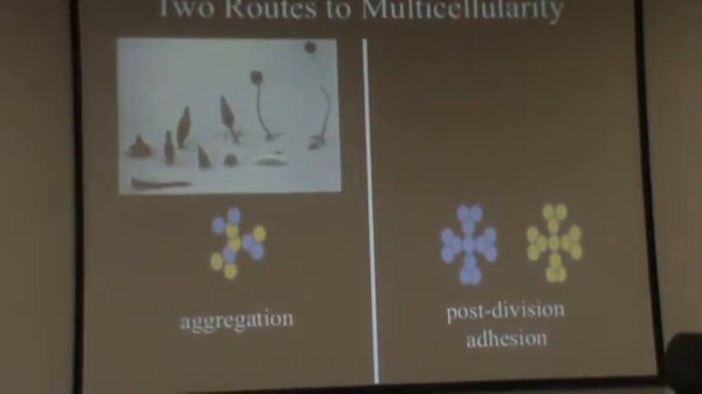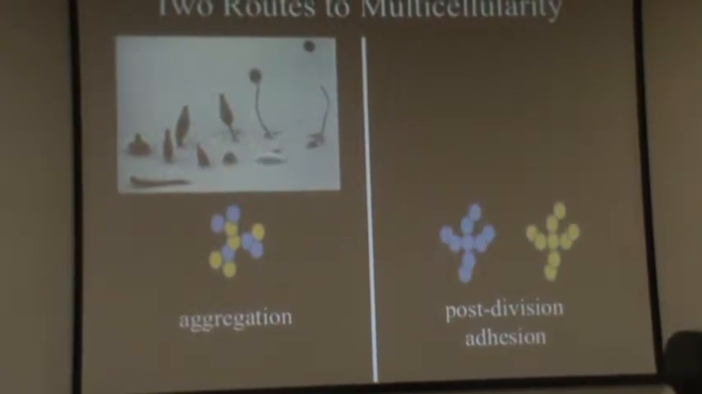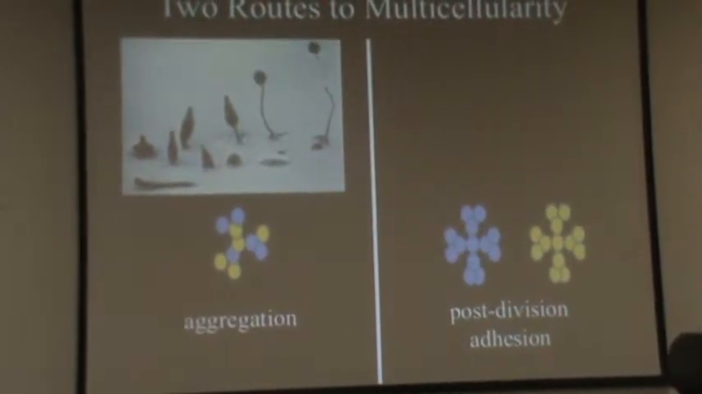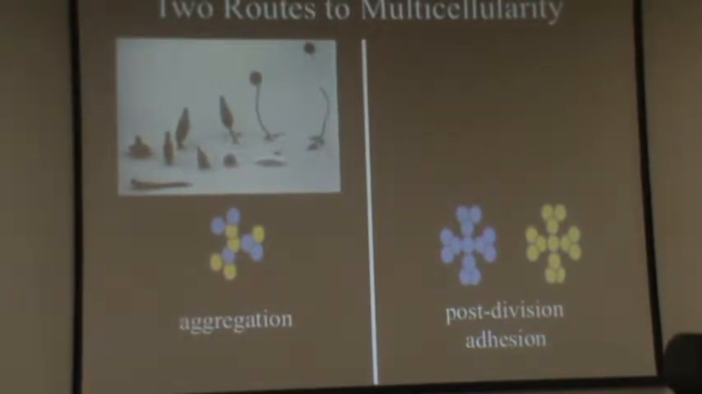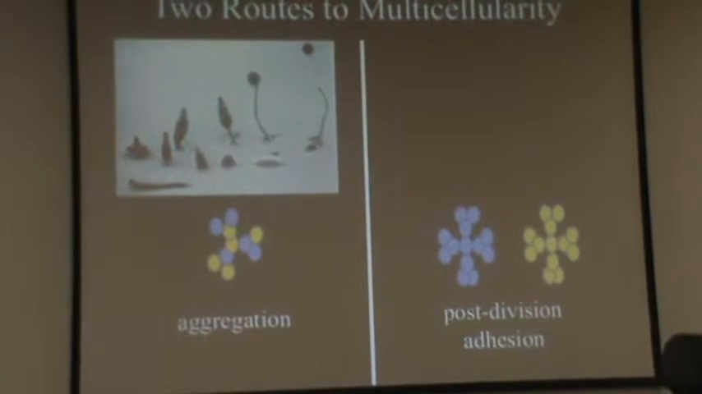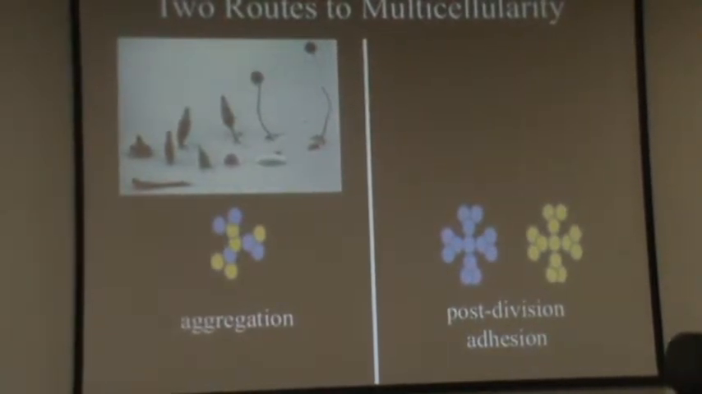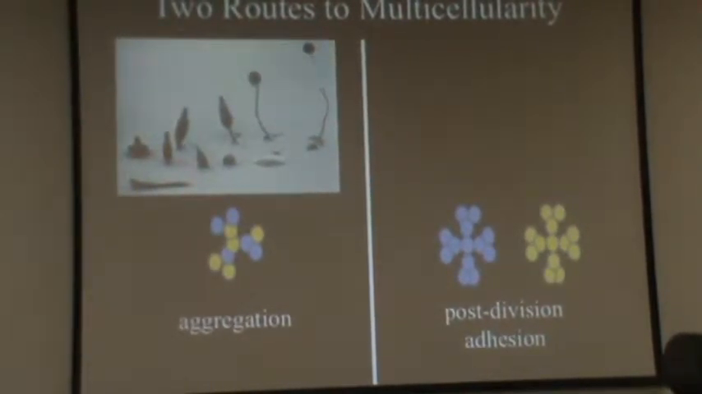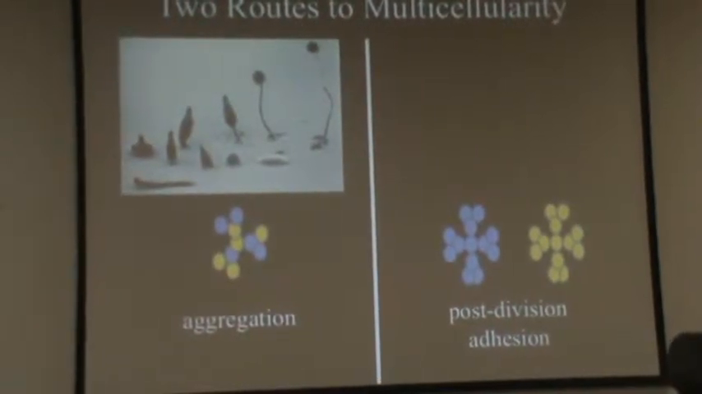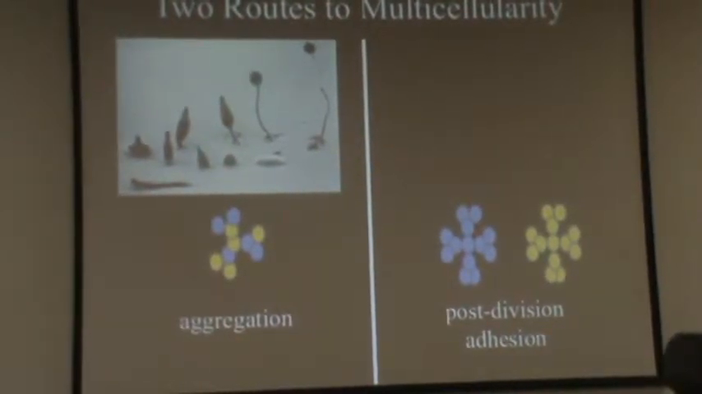So let me try that again. You can see how they don't ever let go of the mother cell. So when the daughter cells divide, they don't completely let go. So that's post-division adhesion. Theory predicts that post-division adhesion will be more likely because these are more closely genetically related. In fact, they're clones, right?